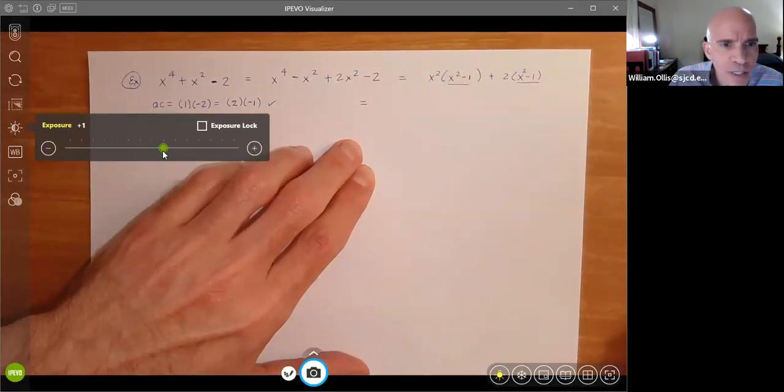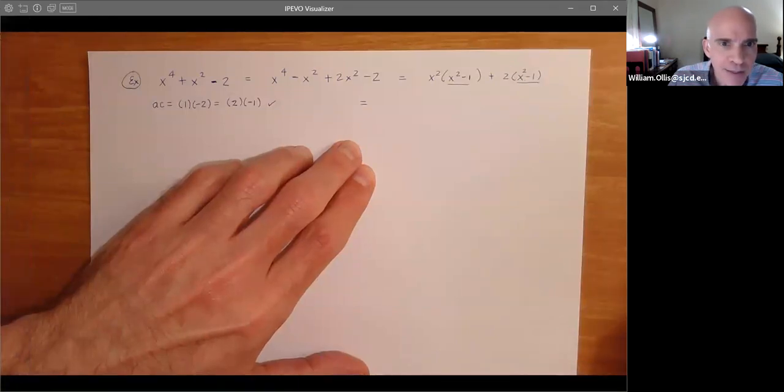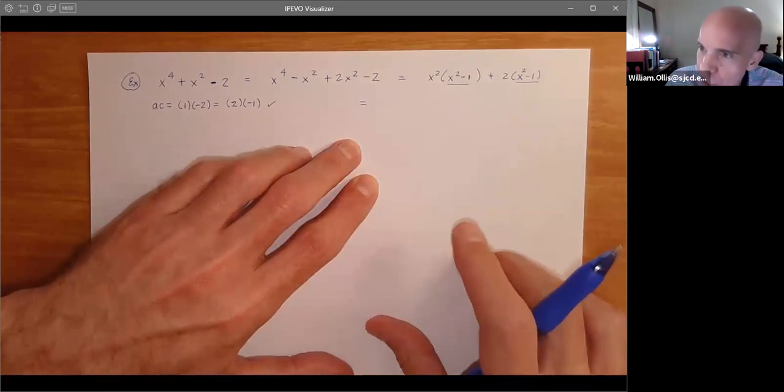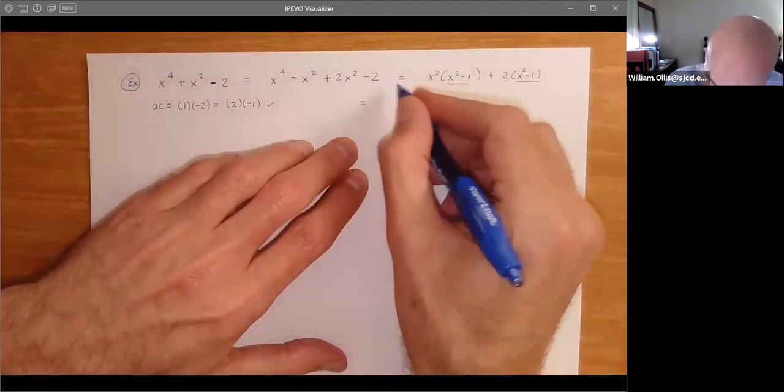Let me bring the light down just a little because I don't want it to get too light there on the end. So iPivo, it does everything except make coffee, but I don't drink coffee, so I guess I'm okay.